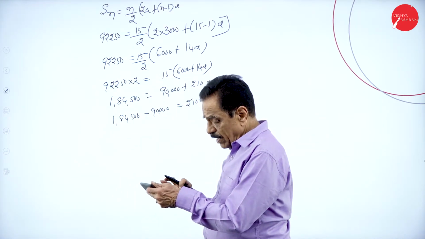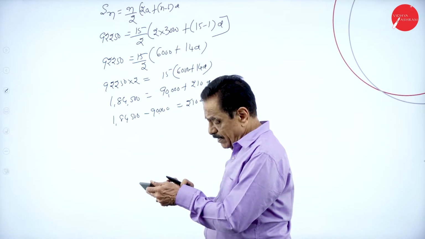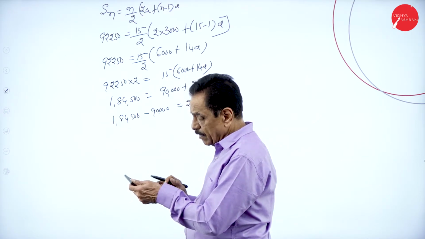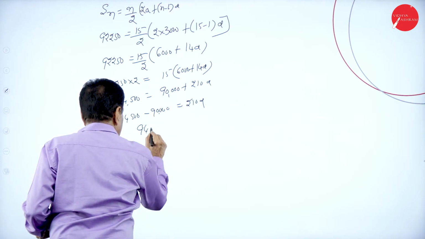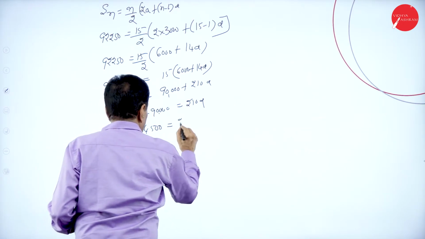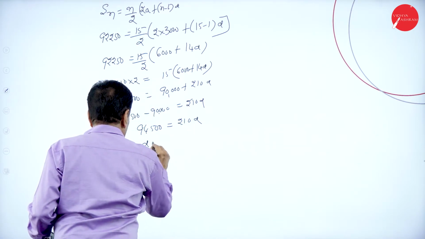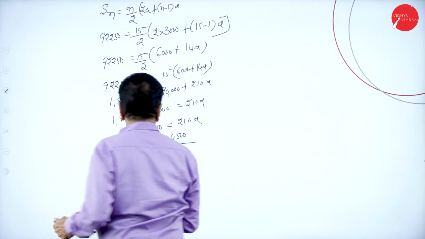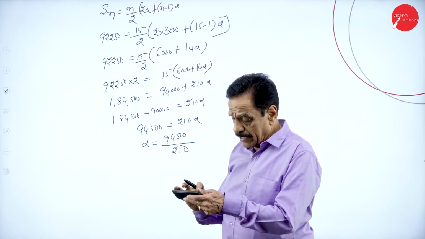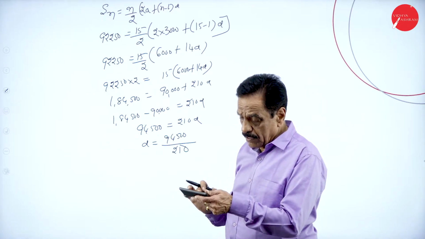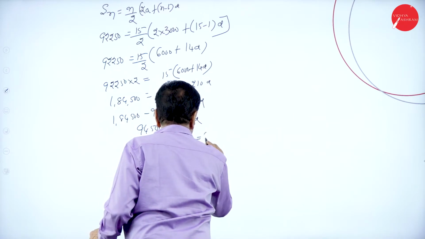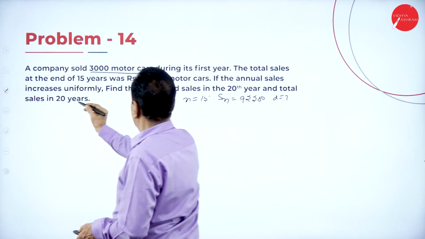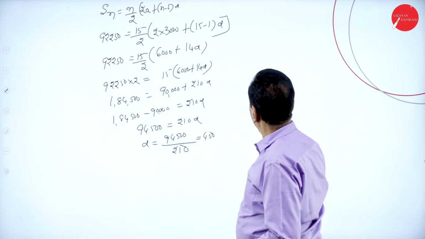Deduct 1,84,500 minus 90,000. 94,500 is equal to 210D. D is equal to 94,500 divided by 210. It works out to 450. Same has come. Next, what he asked: if the annual sale increases, find the estimated sale in the 20th year.